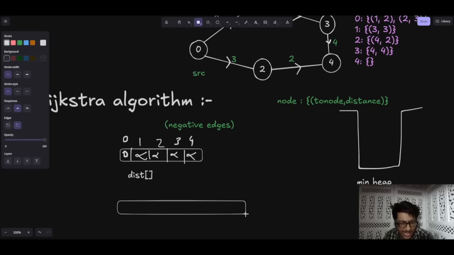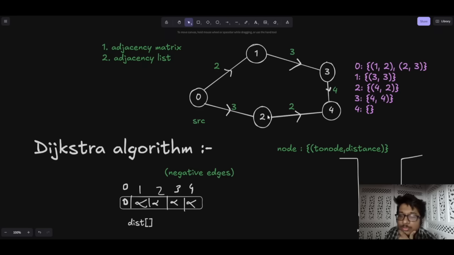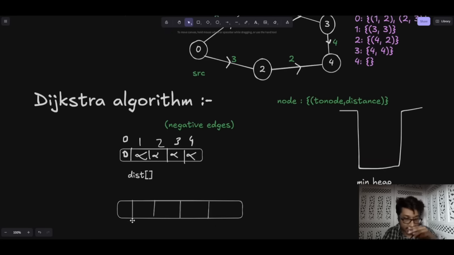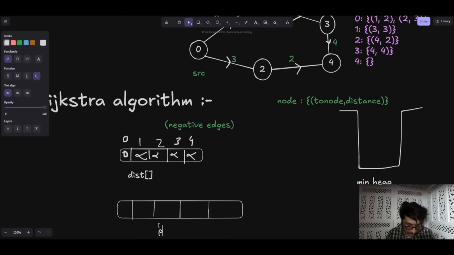Other than that, we also need a parent array, but this parent array is really easy to understand. Here we are going to store the parents of all the corresponding nodes. I'll come to it at the end. For example, 2 is the parent of 4 if you can go from 2 to 4. If you can go from 0 to 2, 0 is the parent of 2. If you can go from 1 to 3, 1 is the parent of 3. So the from node is the parent of the to node. We're going to keep track of this.